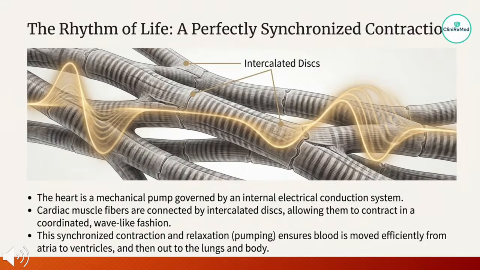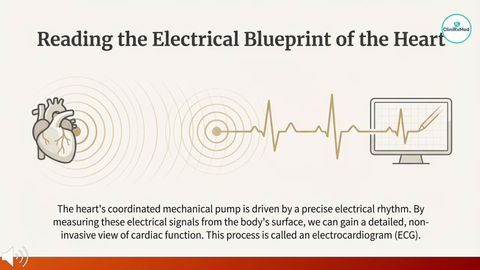This mechanical pumping is governed by an internal electrical system. Cardiac muscle fibers are connected by intercalated discs, which allow them to contract in a coordinated, wave-like fashion. This synchronization ensures blood moves efficiently from the atria to the ventricles and out to the body. By measuring these coordinated electrical signals from the body's surface, we can gain a detailed, non-invasive view of cardiac function. This measurement process is what we call an electrocardiogram.